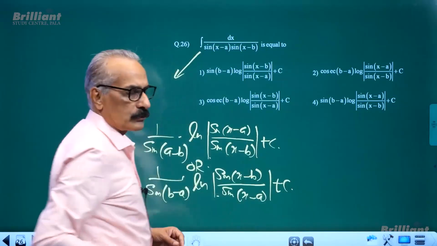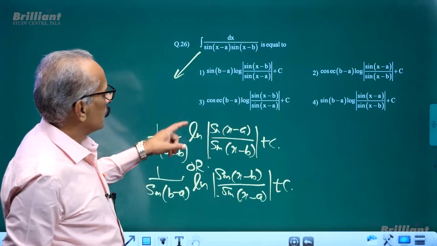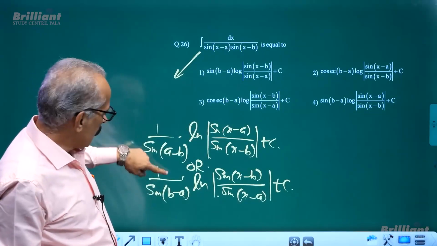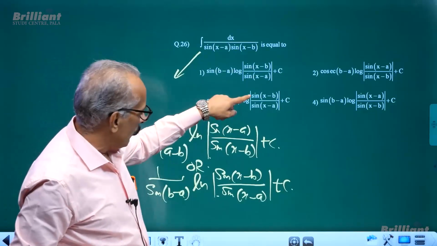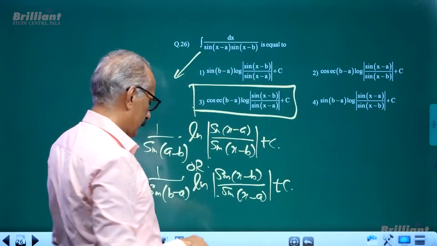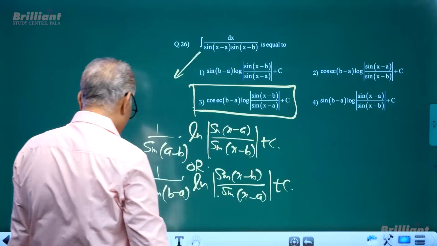Same thing with the cos also. What is 1 by sin? Cosec. Cosec(b minus a) into logarithm of sin(x minus b)... Your answer is this. Now how do we solve? We can solve in this way.